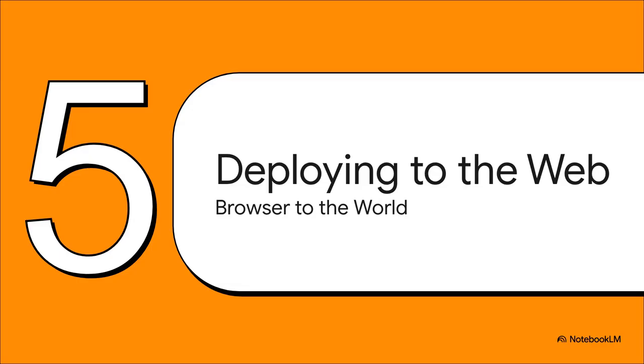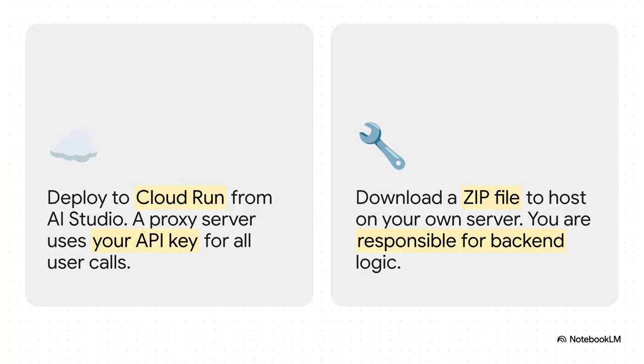Okay, so you've built your prototype, you understand the security rules for sharing it, so now what? How do you get your creation out of the sandbox and actually live on the internet for everyone to see? You've basically got two main paths you can take. The easy way is deploying right to Google Cloud Run. It's a one-click process that cleverly sets up a little middleman, a proxy server, that hides your key. The only catch is that server uses your API key for every single user.